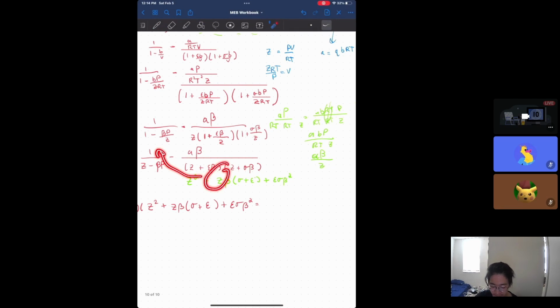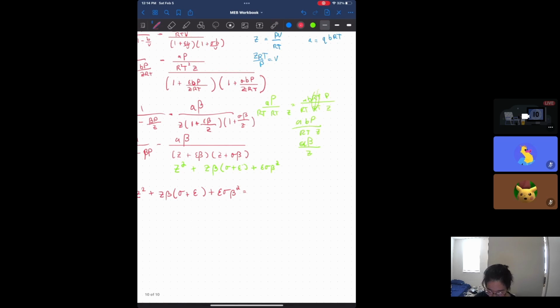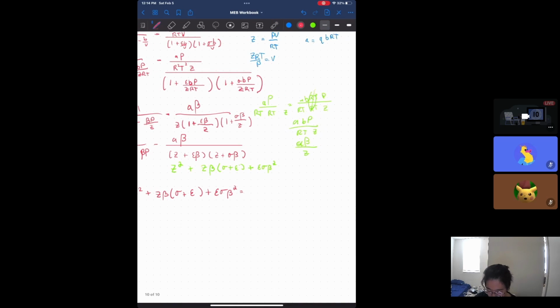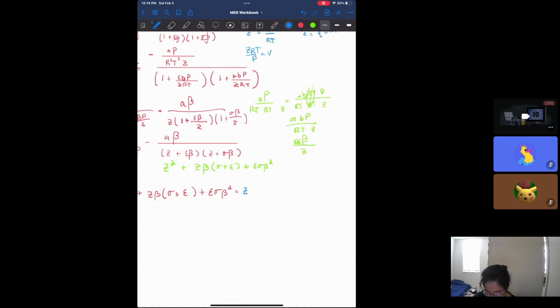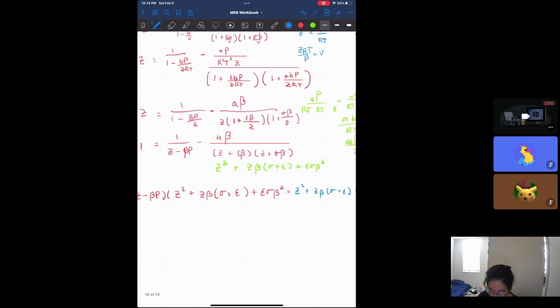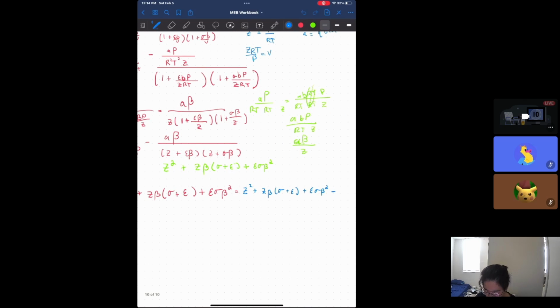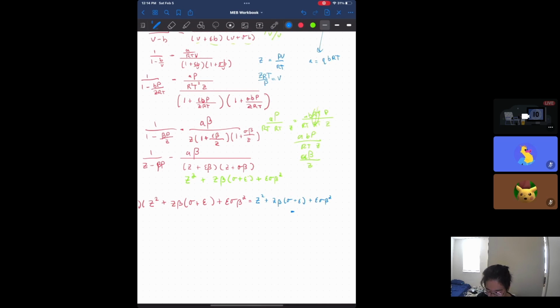1 is just equal to that expression. And let me write that out. Well, we'll write it out in a different color. Z squared plus z beta times sigma plus epsilon sigma beta squared minus, I'm out of room. It's not ideal, but we'll go to a different line.